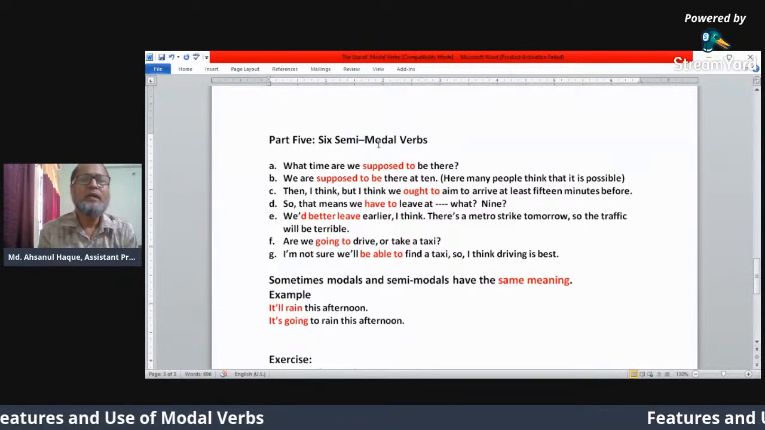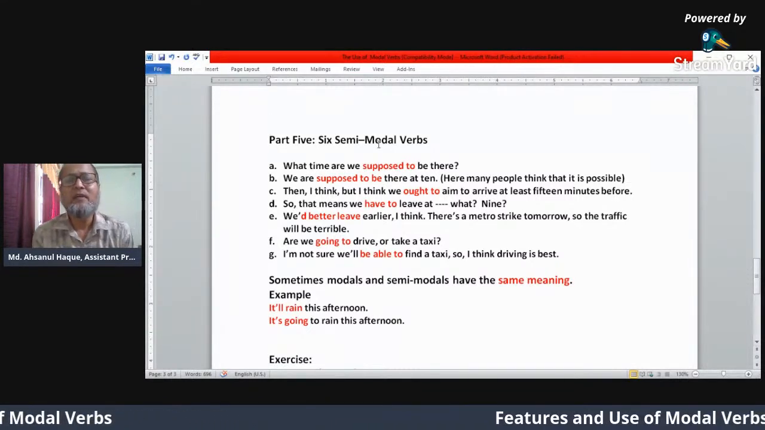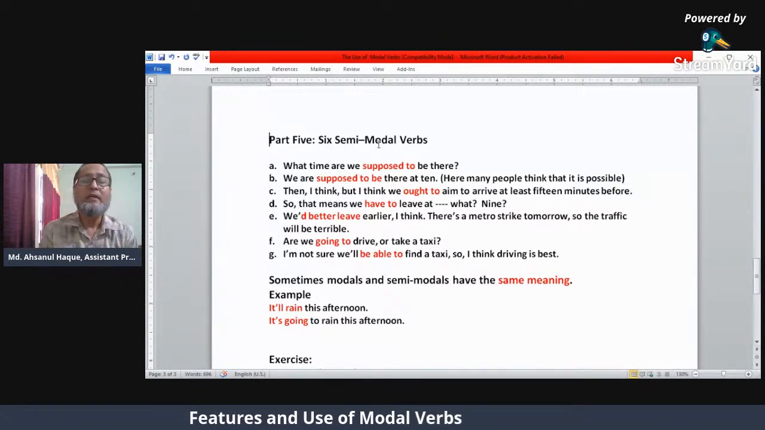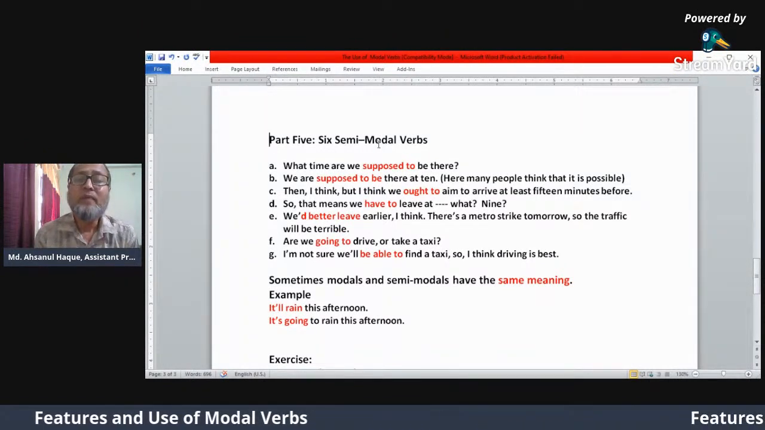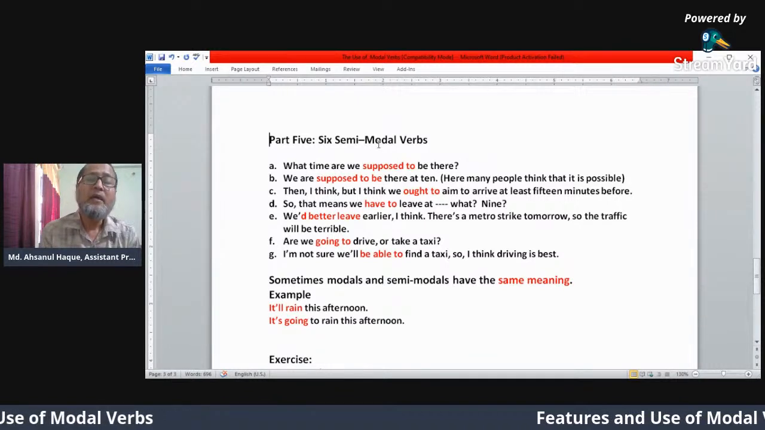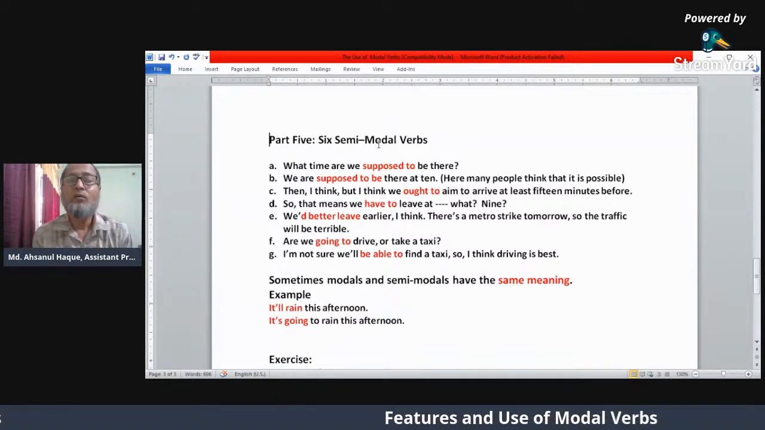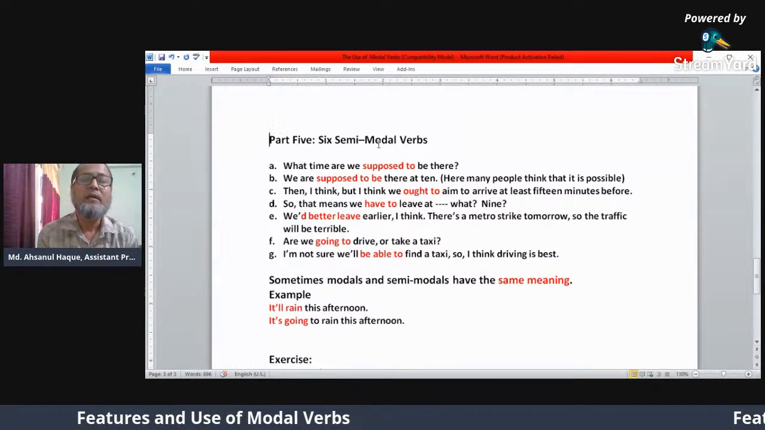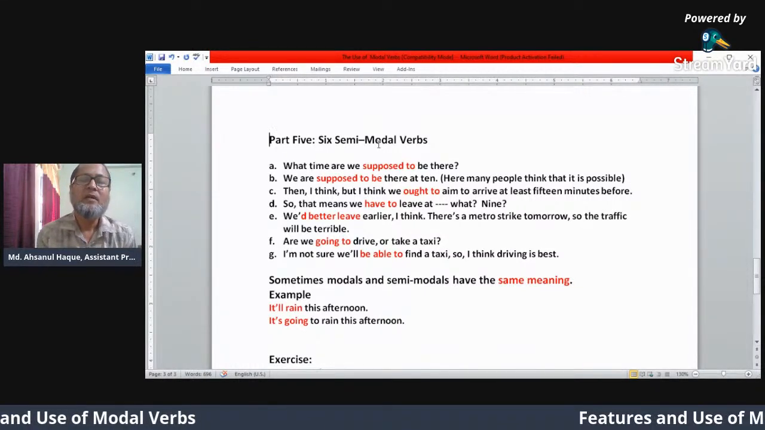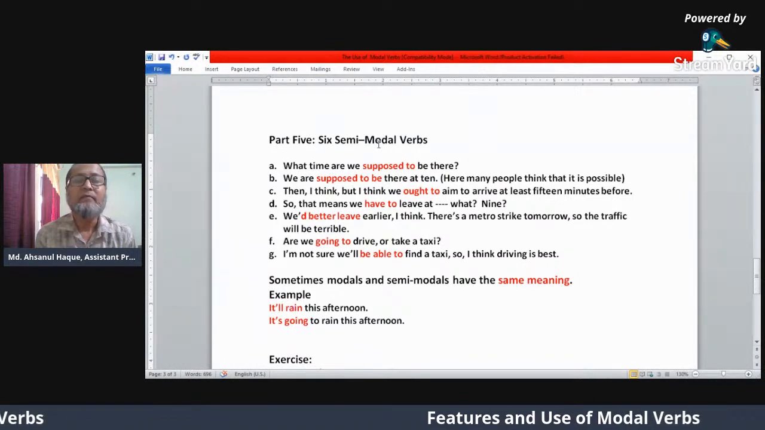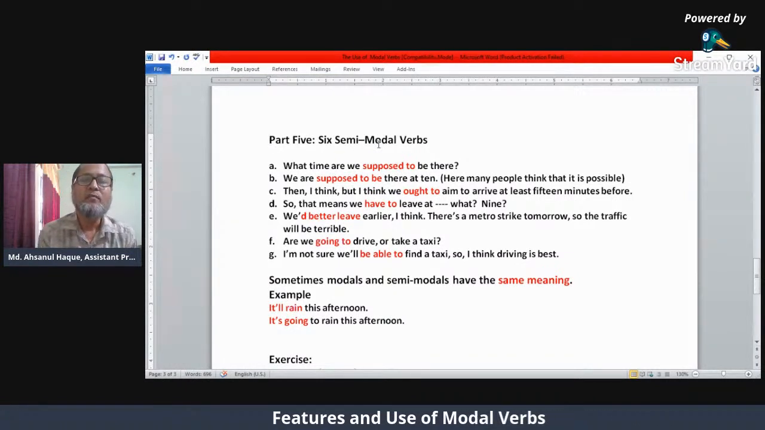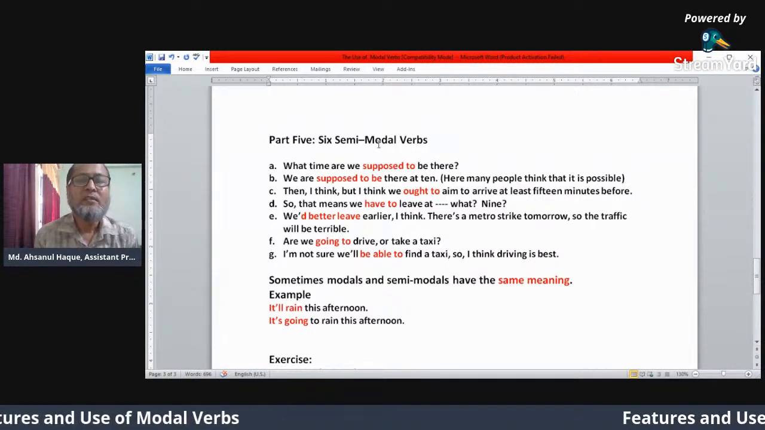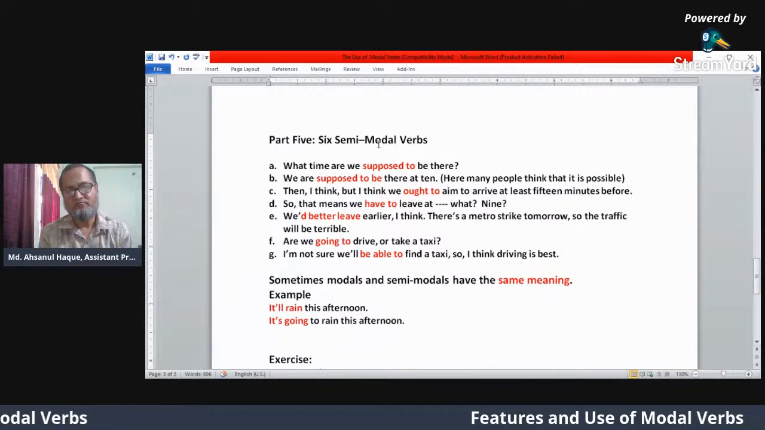What time are we supposed to be there? That means, when we may go, when we might go there. What is the time when we may go there? What time are we supposed to be there? We are supposed to be there at 10.